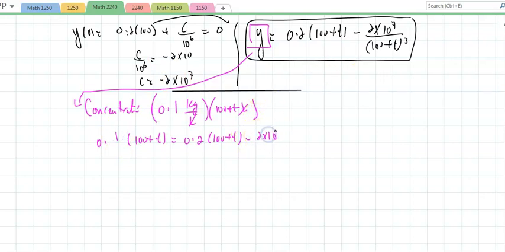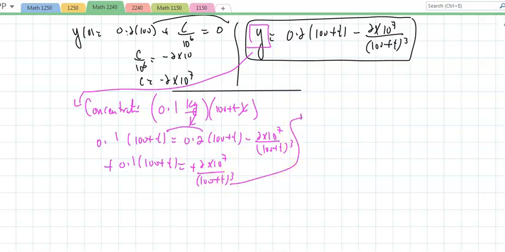Minus 2 times 10 to the 7 divided by 100 plus t cubed. So if I move this over, isn't that negative 0.1 into 100 plus t equal negative 2 times 10 to the 7 over 100 plus t cubed? That becomes a positive. I don't like that color, I'm going to go darker. And if I cross multiply, 0.1 times 100 plus t to the 4th equals 2 times 10 to the 7th.